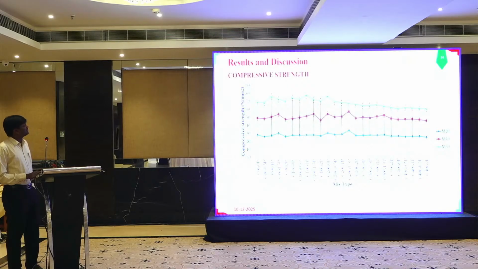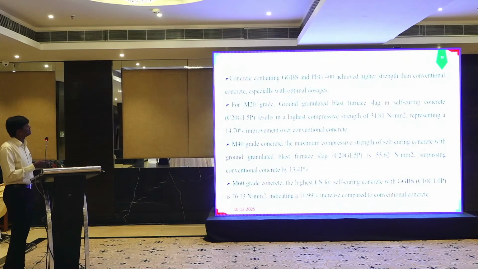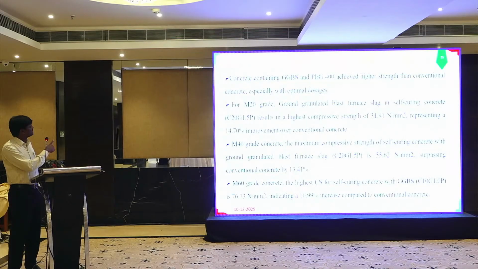This is the compressive strength of the 3 grades of concrete, and all 25 mixes are plotted. For M20 grade concrete, we got C20G1.5P as the highest compressive strength, that is 31.91 Newton per mm square, and that is 14.70% more compared to the conventional concrete.